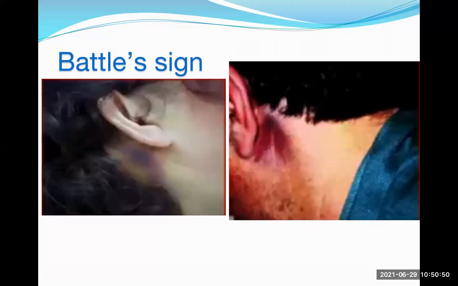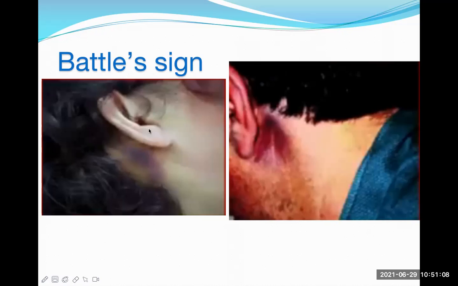This is known as Battle sign. So let me ask you again, what is Battle sign? Just look at the picture and tell me what is Battle sign. Mastoid process bleeding, sir. Exactly. This is called the mastoid process or mastoid bone.